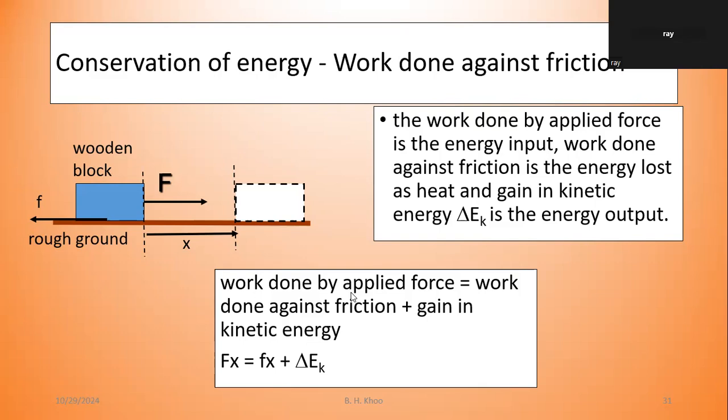This is for your info. We won't go into much detail there. Right? It's just to show most of the energy is lost as heat. Only 10 joule. Right? 90% is lost as heat.